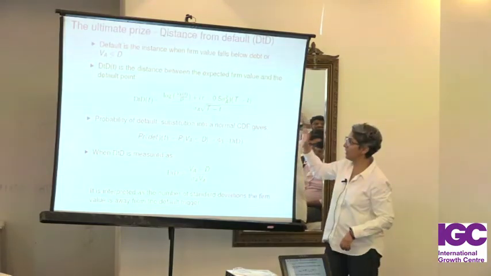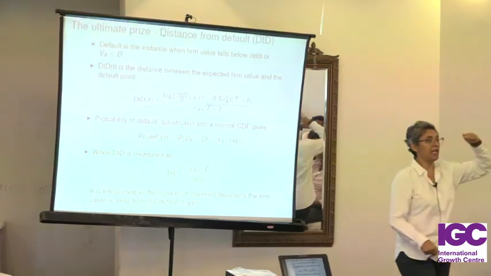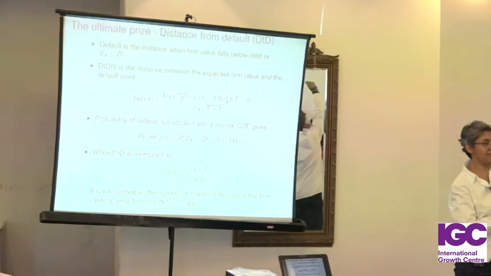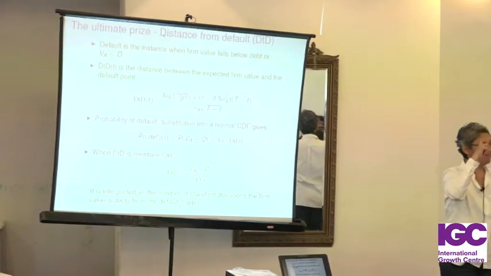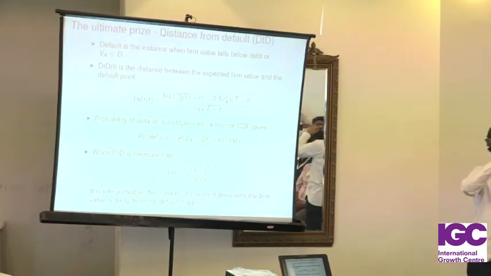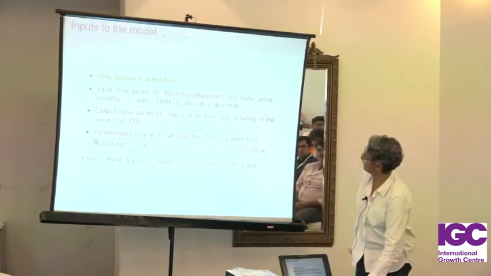Okay? Then they create something called the distance to default, which is, if the value of the firm is much higher than D, you're very safe. But as the value of the firm comes closer to D, you become closer and closer to distress. So this distance to default says that as you're coming closer to D, you're coming closer and closer to default, which is that your distance to default is coming closer and closer to 0. Okay. And that's what all of this material is about.